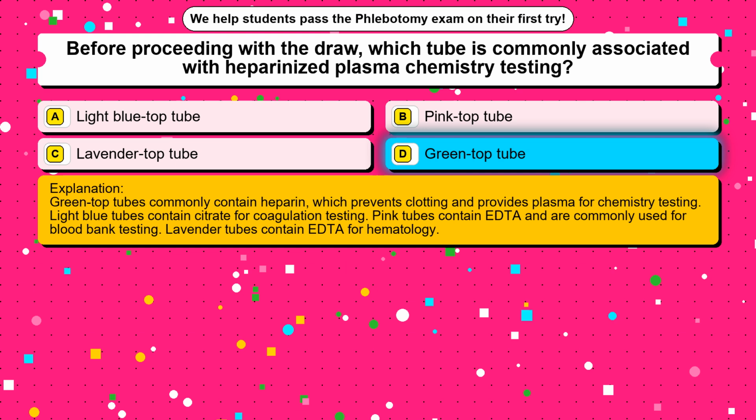Green top tubes commonly contain heparin, which prevents clotting and provides plasma for chemistry testing. Light blue tubes contain citrate for coagulation testing. Pink tubes contain EDTA and are commonly used for blood bank testing. Lavender tubes contain EDTA for hematology.